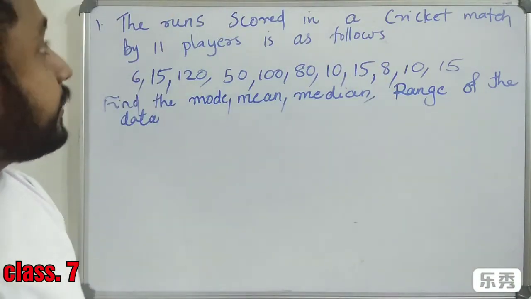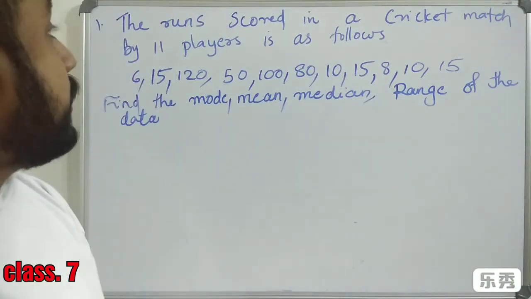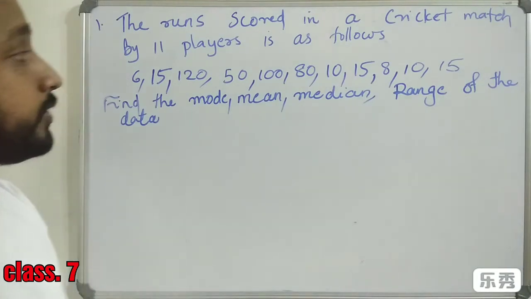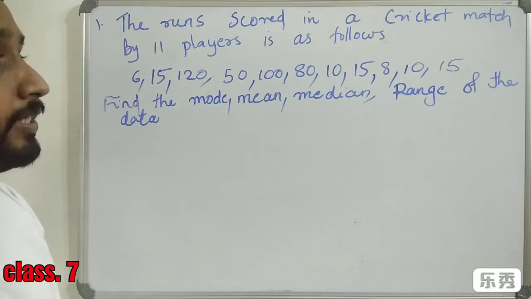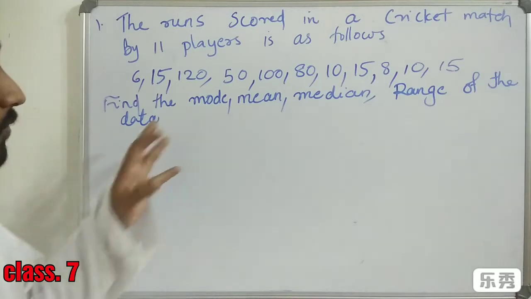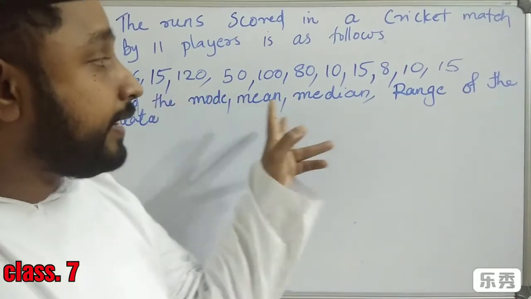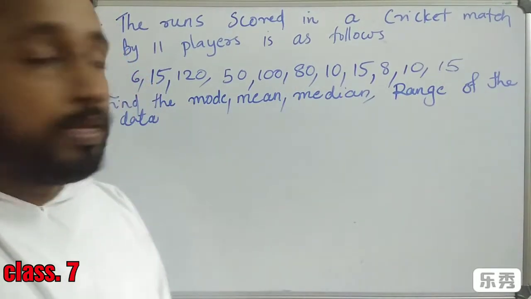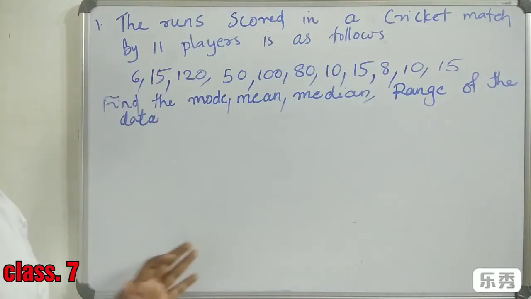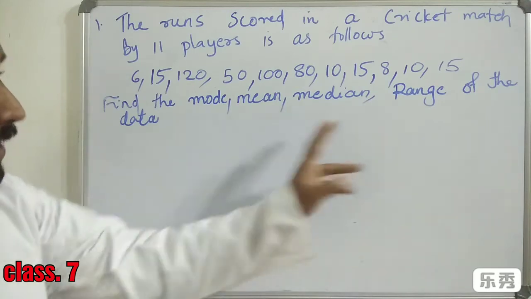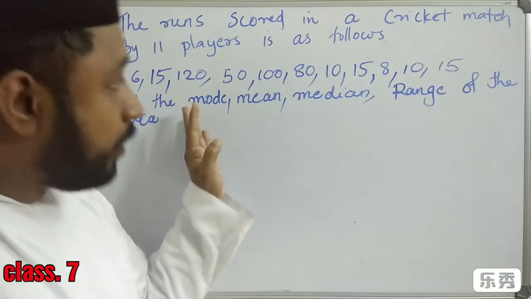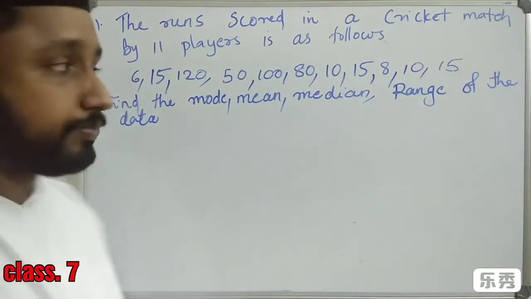First question: the runs scored in a cricket match by 11 players are as follows: 6, 15, 120, 50, 100, 80, 10, 15, 8, 10 and 15. We have to find the mean, median, mode and range. We have studied all these concepts: mean, arithmetic mean, simply average, then mode, median, range.